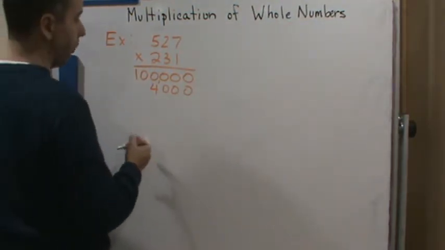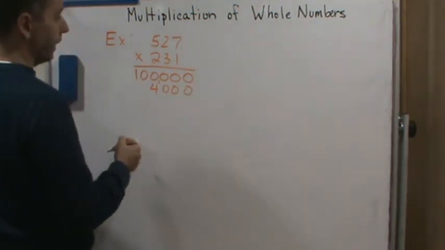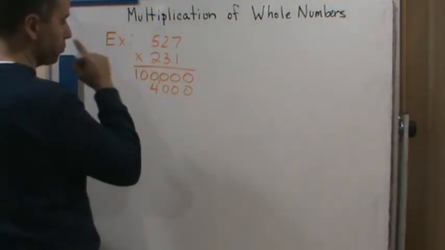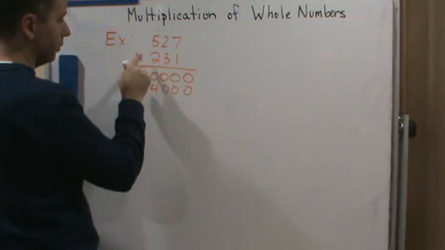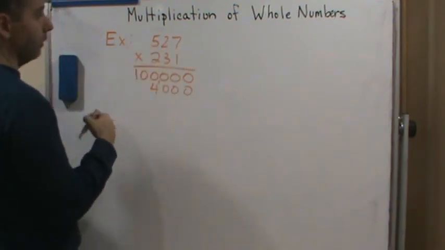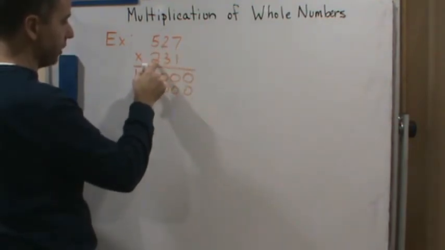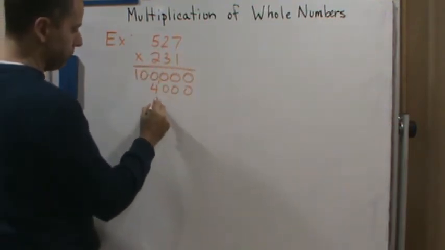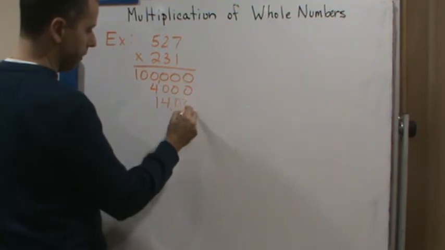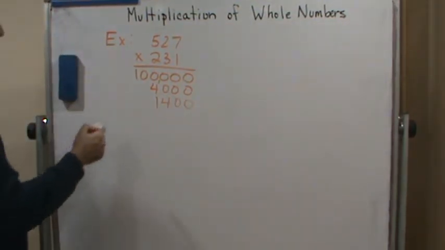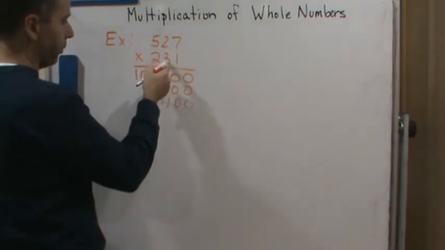And then I do what? Now I'm going to do 2 times 7, which is 14, but it's actually 200 times 7, which is going to be 14 followed by 2 zeros. So it's going to be 1,400. And now I'm done with the 2. So now I'm going to go to the 3.